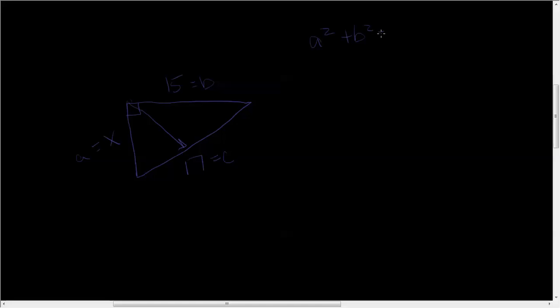We're going to fill it in with what we know. We don't know what A is. We're calling it X. B is 15, so we have 15 squared. And C is 17, so we have 17 squared.